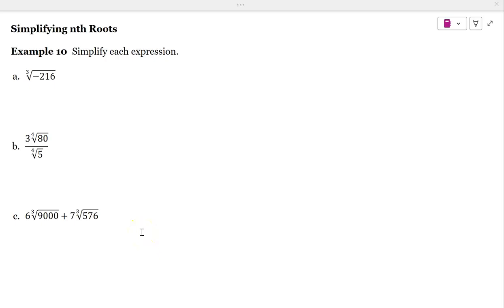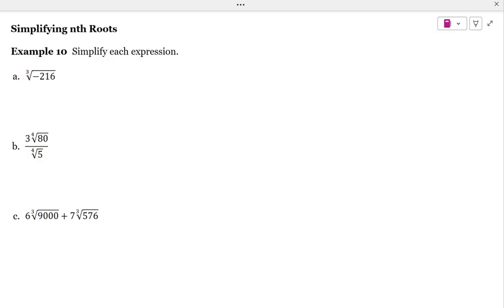Simplifying nth roots. Up until now, we've been focusing only on square roots, but we can actually have third roots and fourth roots and higher degrees, or indices in this case, of the roots that we're taking. When I have a radical symbol, the number that's sitting up here in the corner, that's called the index. If there's not a number sitting there, we assume that it means that the number is a 2 for a square root.